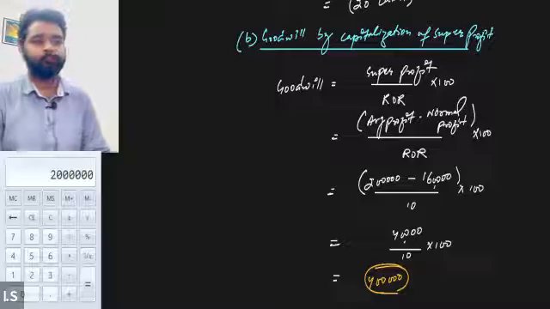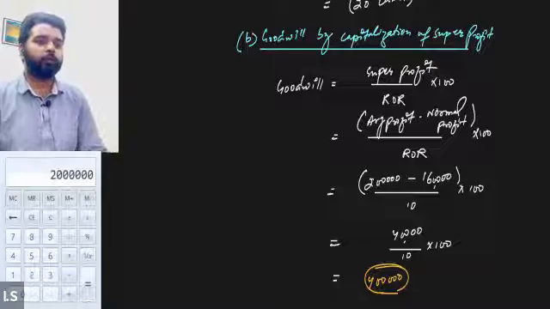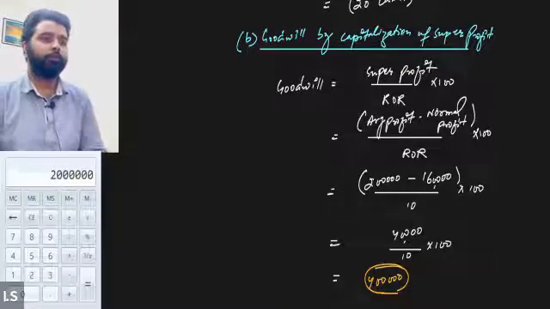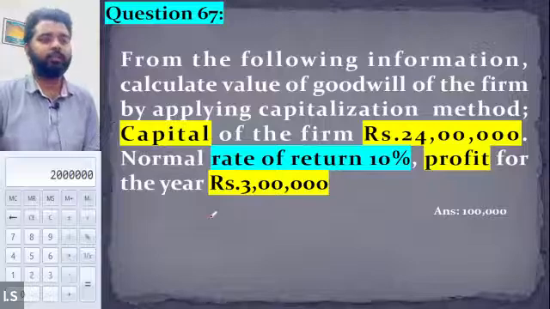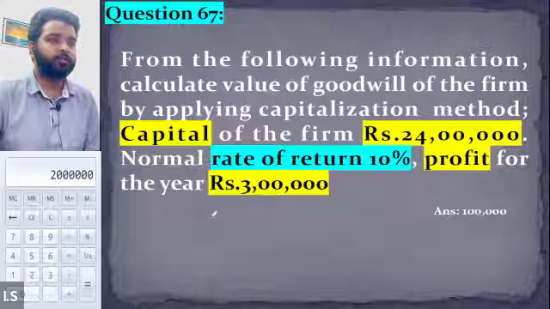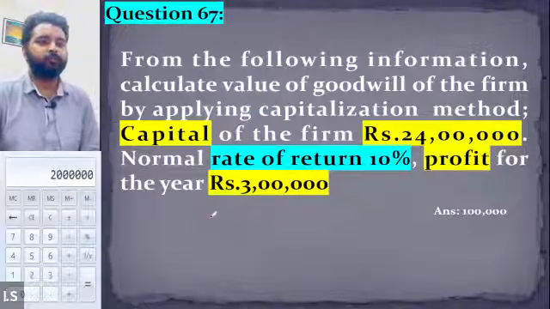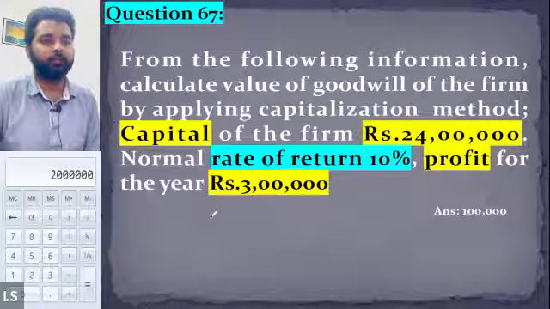Done, everyone? Yes, sir, done. Okay, so I'm giving you one question for your homework also based on the capitalization method. Since we did only one part of the question correctly, I want all of you to attempt question number 67 by the capitalization of the super profit method only. Don't solve this question by the capitalization of the average profit method. Take the screenshot and make sure you get the answer as 1 lakh, because 1 lakh is the correct answer.